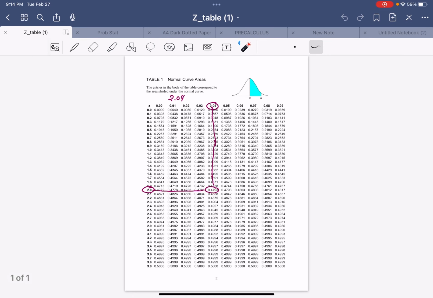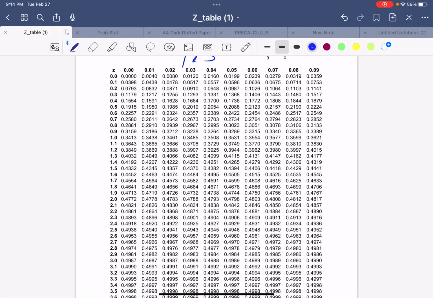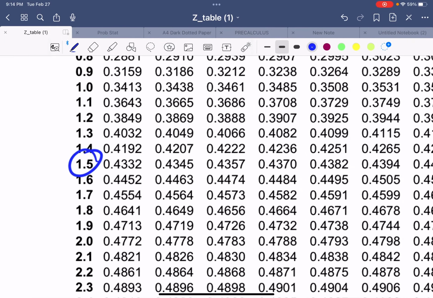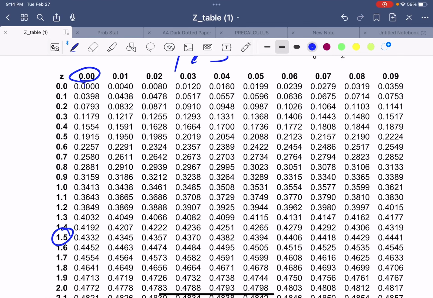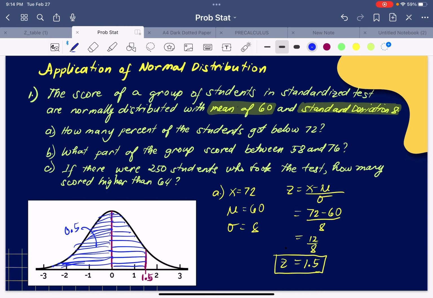So using the z table, we're going to find the area between 1.5 and 0. So 1.5 is located here, 1.50. So this is the area under the normal curve, 4332. So this is 0.4332. So this is our 1.5 below.